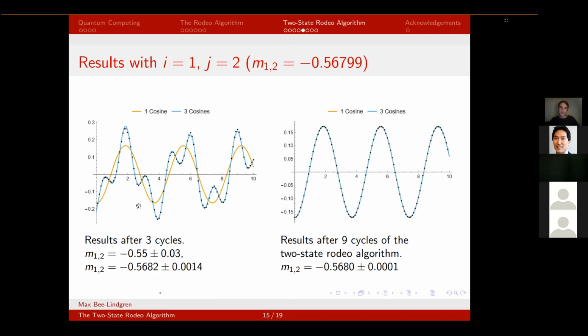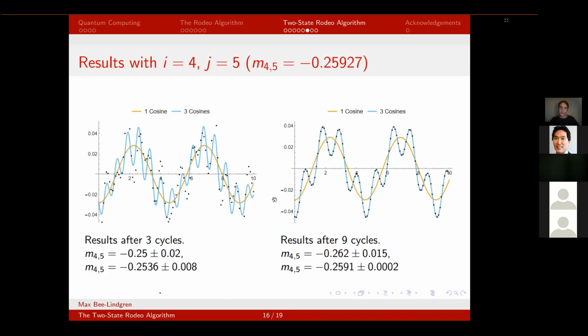However, we can compensate for that with a 3 cosine fit, which is not that much more complicated than the single cosine fit I showed earlier. And we can get a pretty good estimate for the matrix element. However, if for whatever reason that multi-cosine fit is not possible, we can still get a reasonable estimate with a single cosine. And then at 9 cycles, all the additional energy states are entirely filtered out, and we have this really exact estimate for the matrix element.